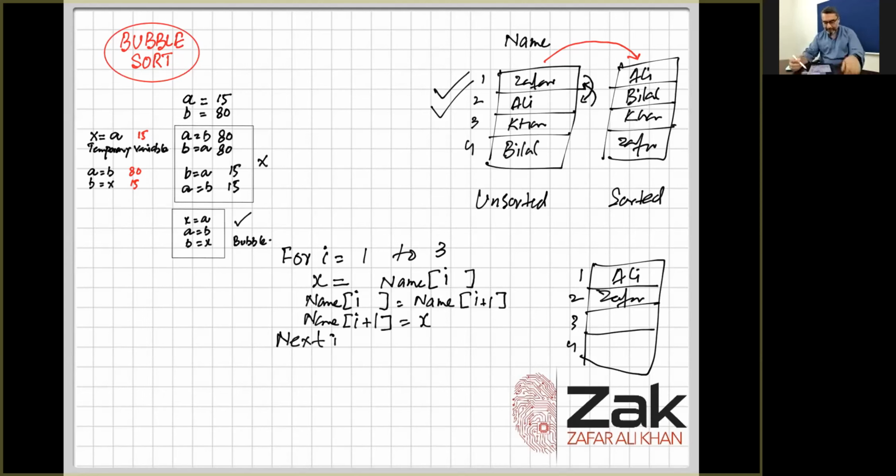Now what is happening? I as index is 1 when it starts the loop. X is equal to name 1. X will become Zafar. Name 1 will become name 2. I plus 1 is 2, so this place will be filled with Ali. Zafar will be overwritten with Ali. And then name 2 becomes X. X had Zafar. So Ali is now in position 1 and Zafar now is in position 2. Afterwards, I becomes 2.